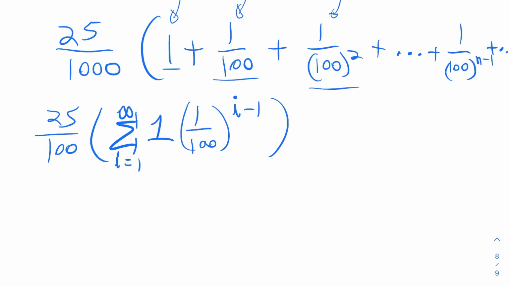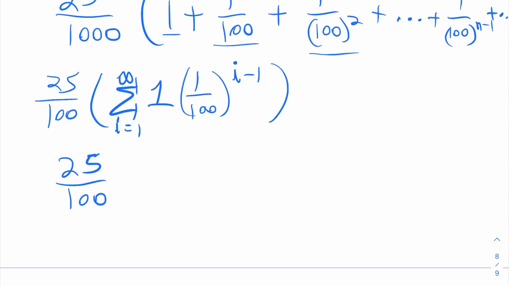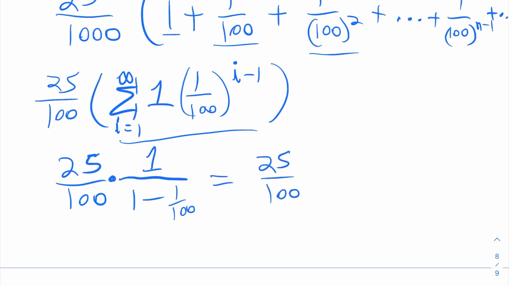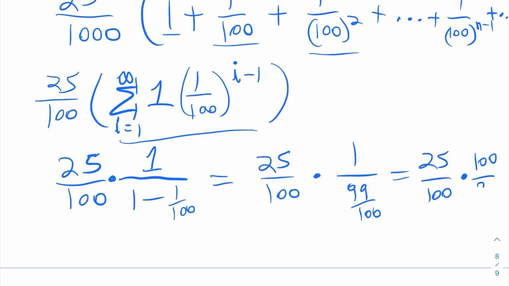That's a geometric series, so I can find the sum of that series, those infinitely many terms, by using the formula that we just learned. It's a1, which is 1, over 1 minus r, which is 1 over 100. So we get that this is 25 over 1000 multiplied by the reciprocal of 1 minus 1 over 100, which is 99 over 100. So this is 25 over 1000 multiplied by 100 over 99.